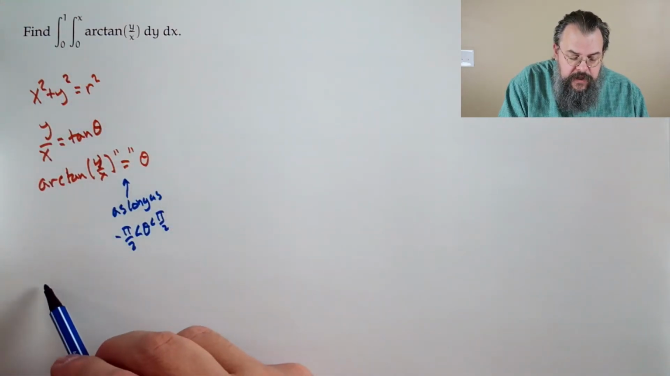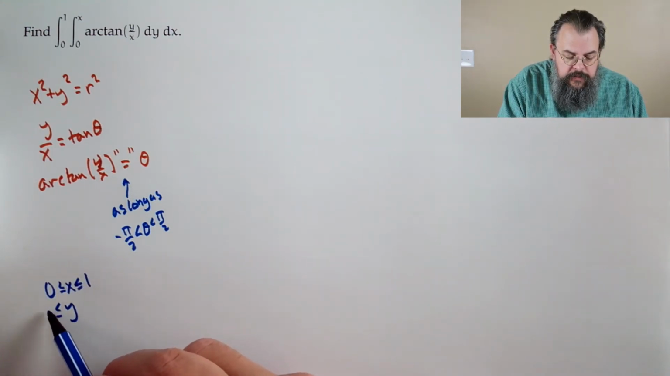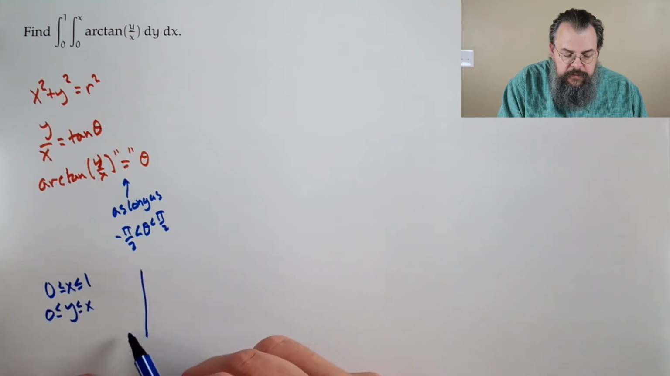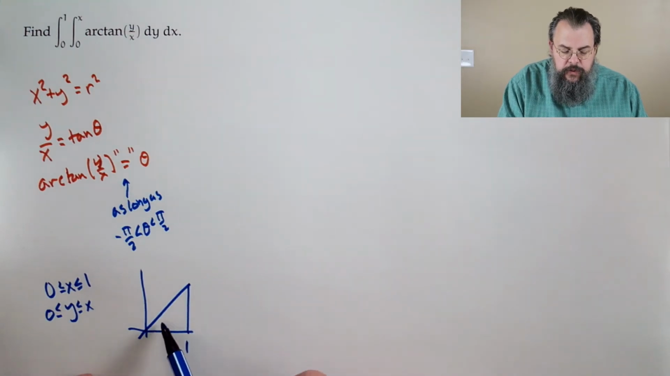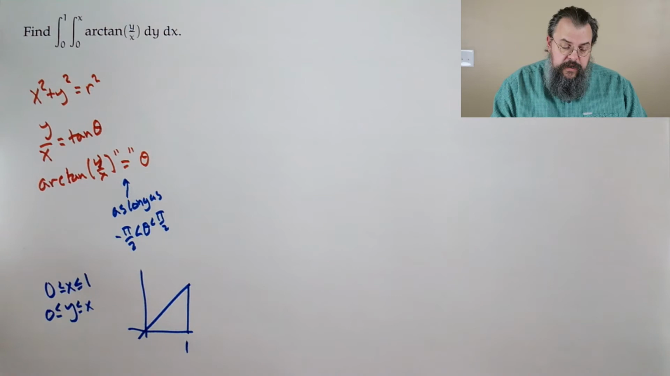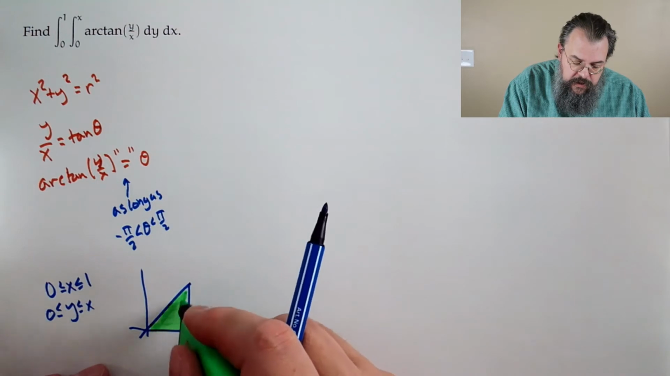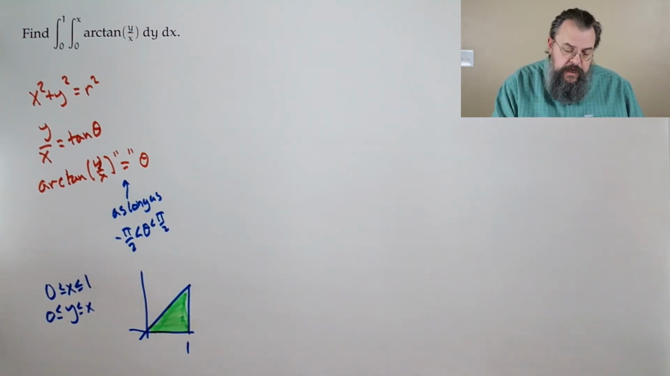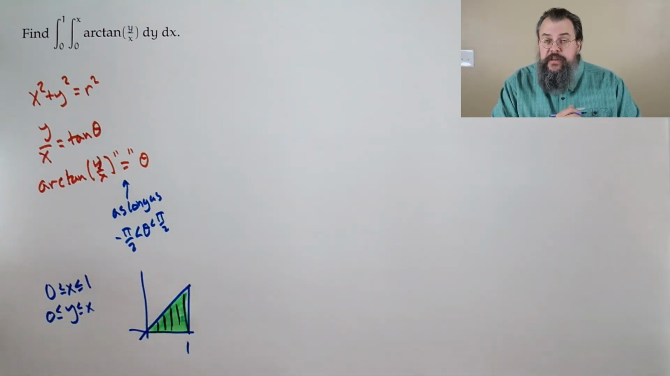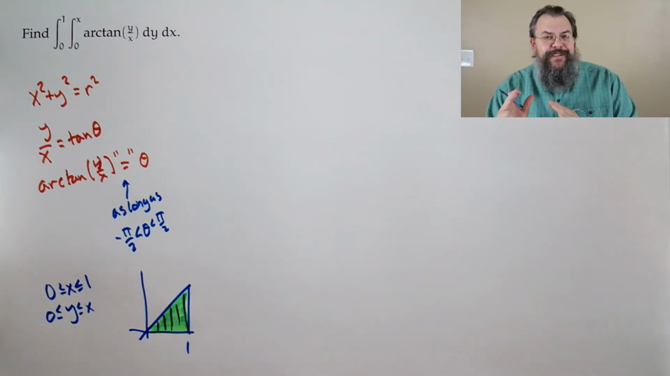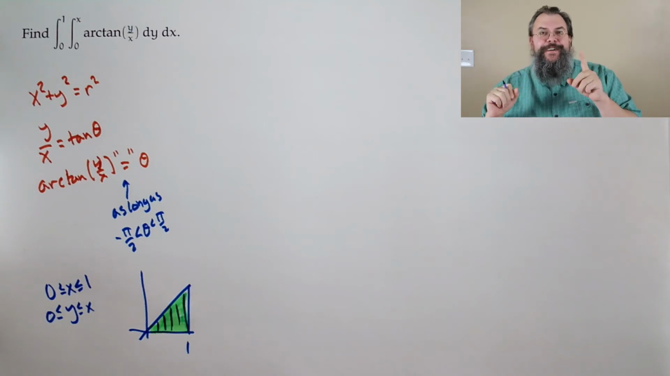For our bounds, we're told x goes from 0 to 1, and that y goes from 0 up to x. So for the picture, we have y equals x, and here's x equals 1. We have this triangle right here, where for any value of x from 0 to 1, we're slicing in this way. So there's our region. Our region also doesn't suggest polar, because there are no circles involved. Well, okay, we'll figure it out. We'll get there.